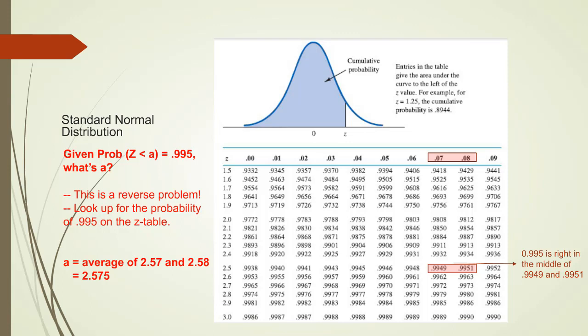Unfortunately, we failed to find 0.995 on the z-table. Instead, we found 0.9949 and 0.9951. They are pretty close to 0.995. In fact, they are equally far away from 0.995. What we're going to do is use the average of their respective z-scores for the z-score for 0.995. That means a is the average of 2.57 and 2.58, which gives us 2.575.